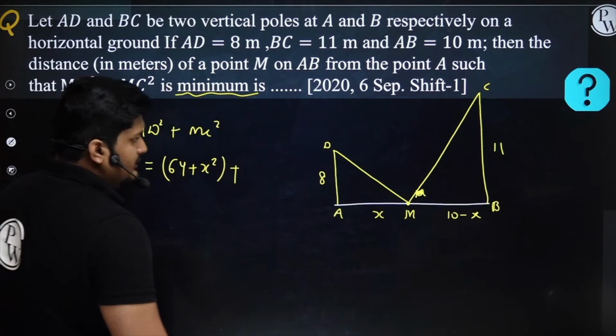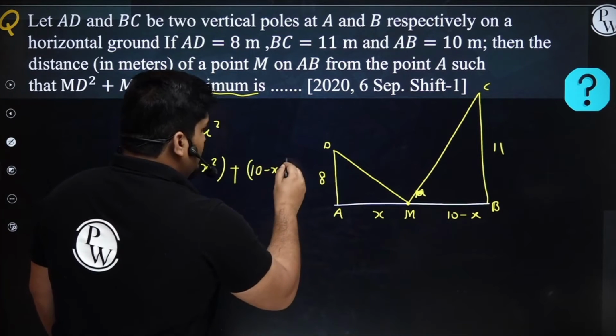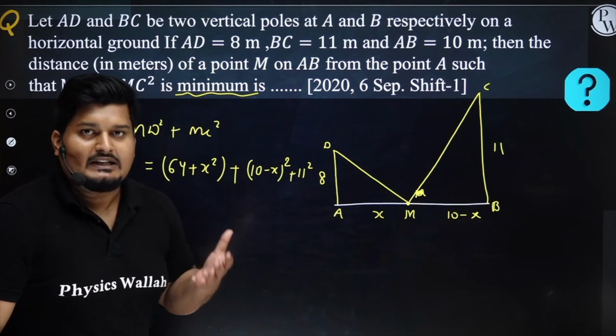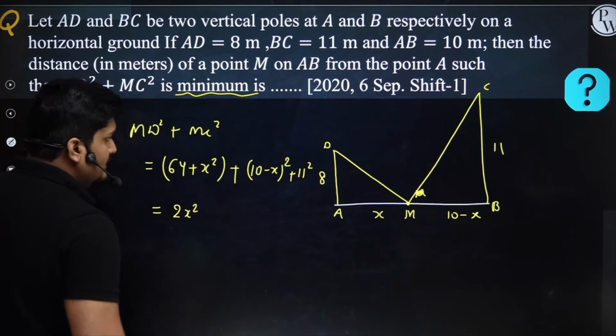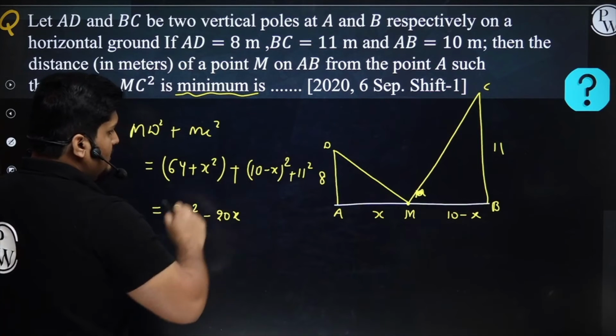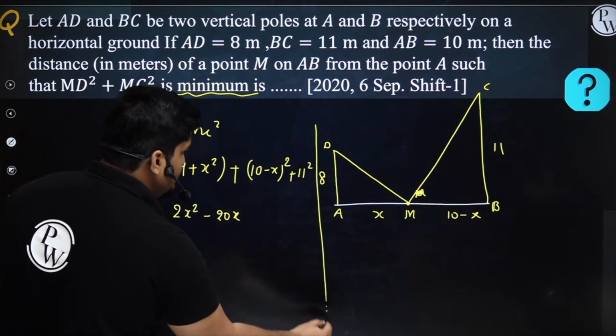And what is MC square? MC square will be (10 minus x) whole square plus 11 square. So we have a quadratic here. This is equal to 2x square minus 20x, plus 64 plus 100.